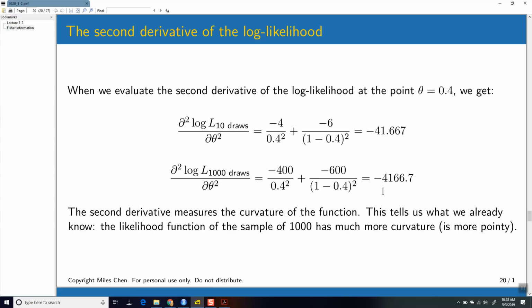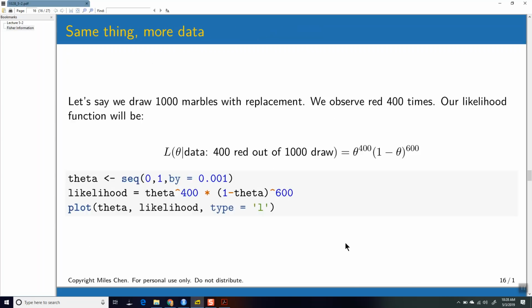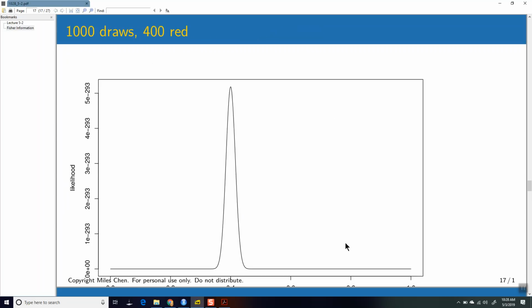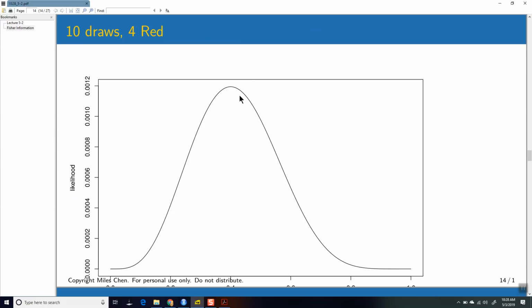And basically this just confirms what we saw in the graphs, okay? If we think about the second derivative measuring the curvature, how quickly the slope is changing, what it tells us is that the likelihood function of this thing has much greater curvature in this part, the slope changes much more rapidly than over here, okay?